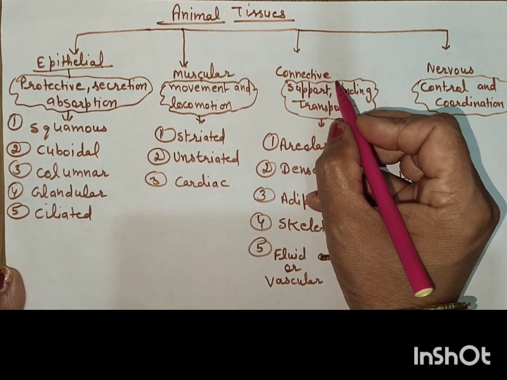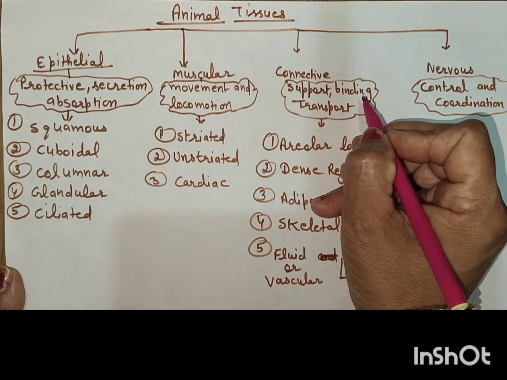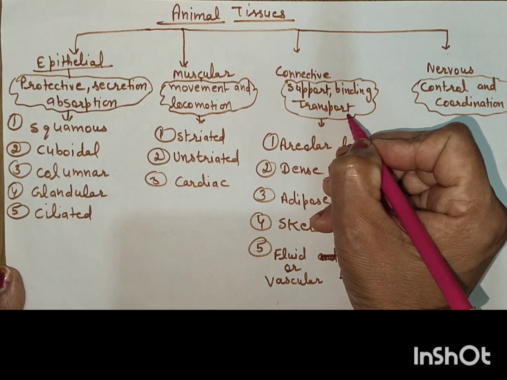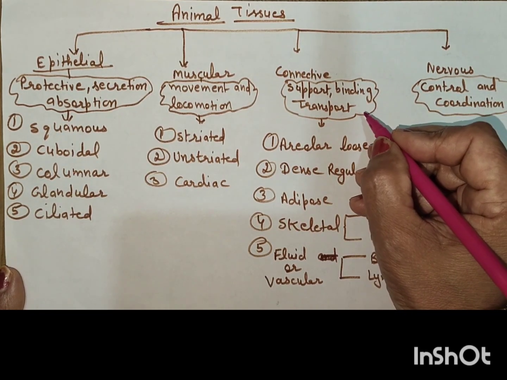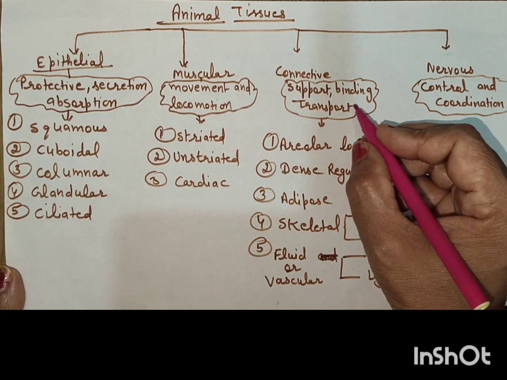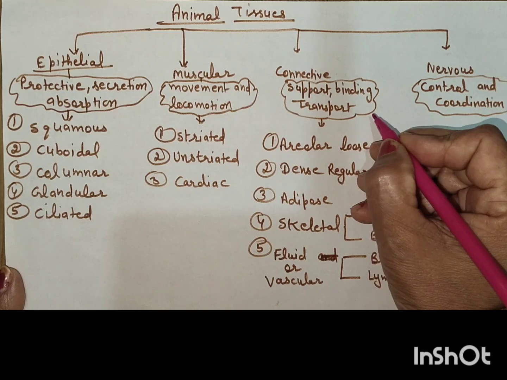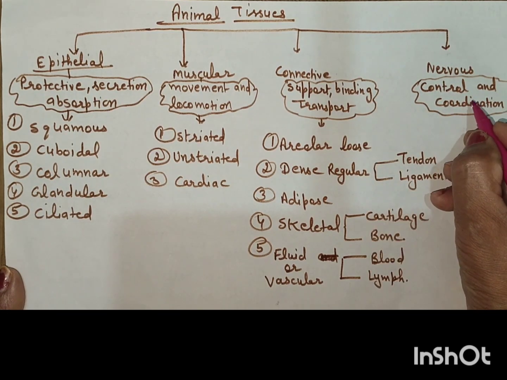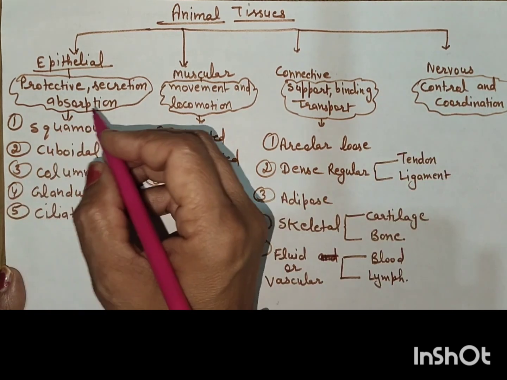Connective tissue. Connective tissue is supportive in nature. It binds the various body parts and also helps in the transportation of the respiratory gases, carbon dioxide and oxygen, and also the transportation of excretory products. Nervous tissue. It helps in the control and coordination of the animal body or human body.